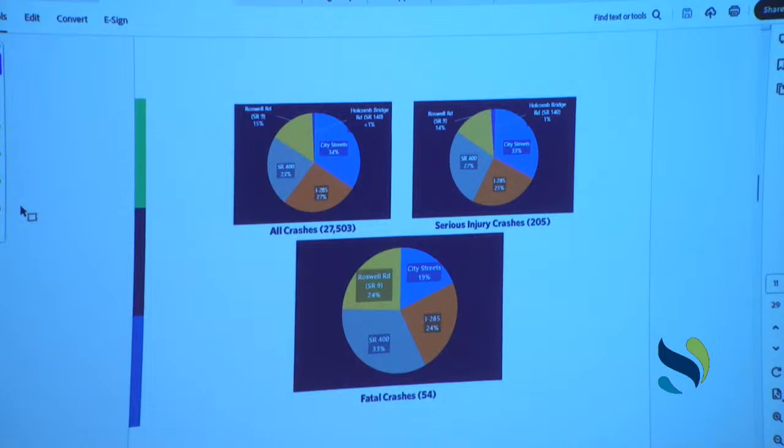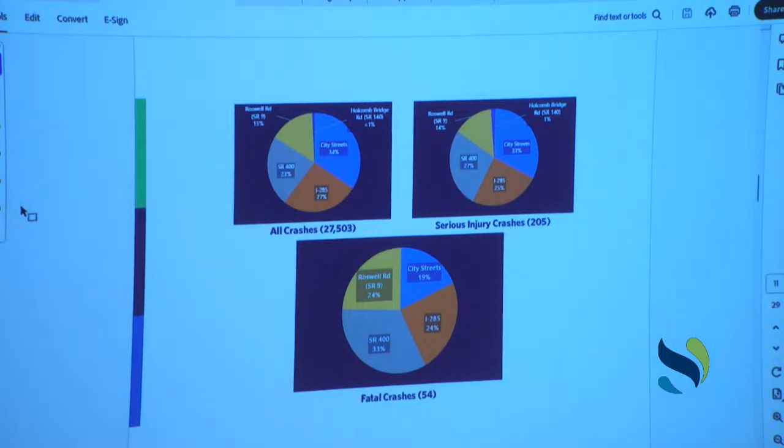And this chart tells you where these crashes are concentrated. We're looking at all crashes within the city. About 50% of the crashes are on 400 or 285. About a third of the crashes are actually on Roswell Road, and the remaining third is on Roswell Road. And there's also a sliver of State Route 140 within the city, which has some crashes.